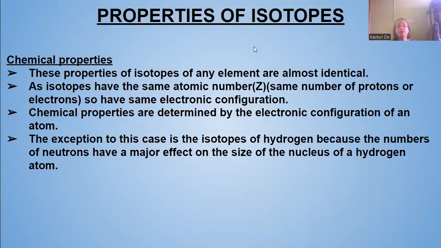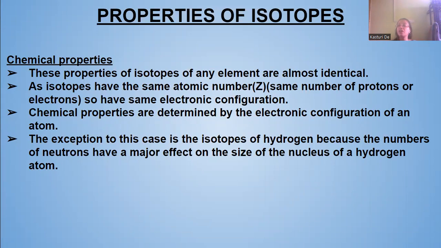Now, what are the properties of isotopes? First, we move on to the chemical properties. So chemical properties are almost identical because their atomic number is same. Number of electrons and number of protons is same. That's why their electronic configuration is same, and therefore their chemical properties are almost same in all isotopes. Chemical properties are determined by the electronic configuration of an element. As the electronic configuration is same, therefore they will have same chemical properties.